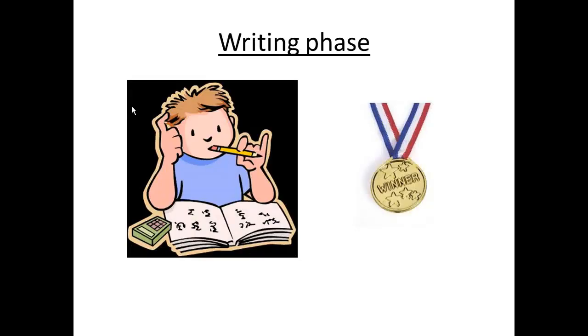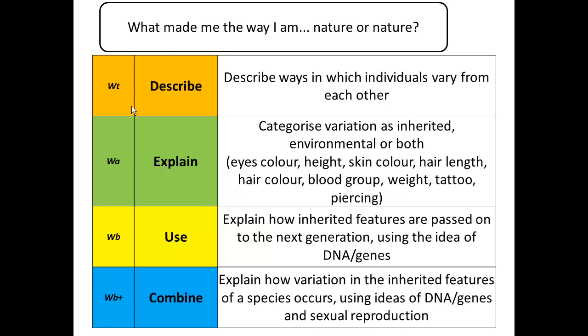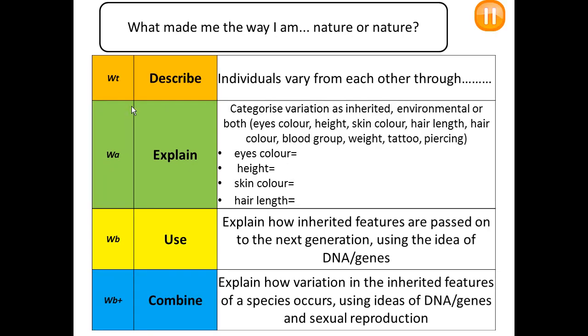Now, as in a normal science lesson, there's a writing phase. So I prepared for you 4 different questions, 4 different levels, and for the first 2, I prepared a starter sentence on the next slide that will help you to complete the task. So individuals, for example, vary from each other through what? What will make individuals different?